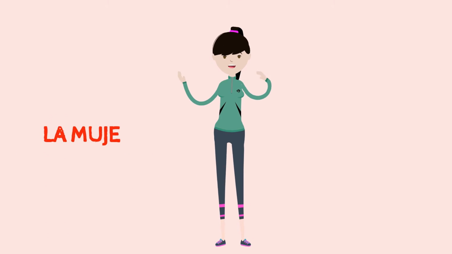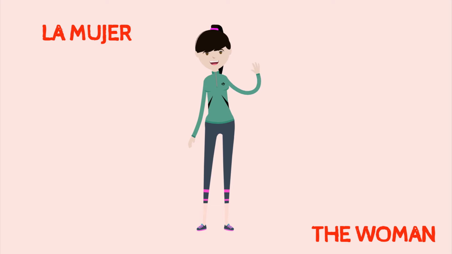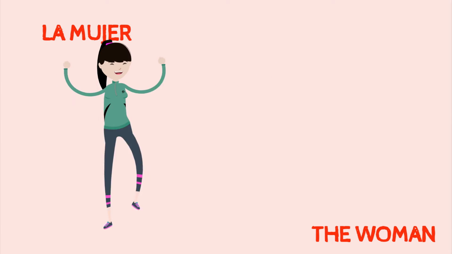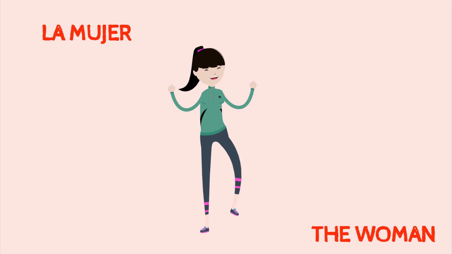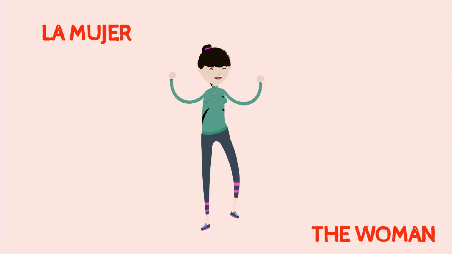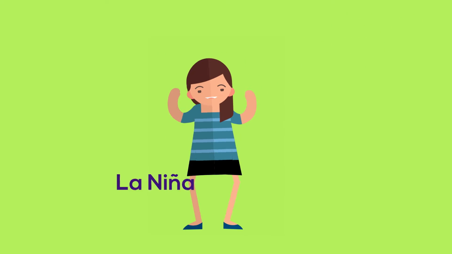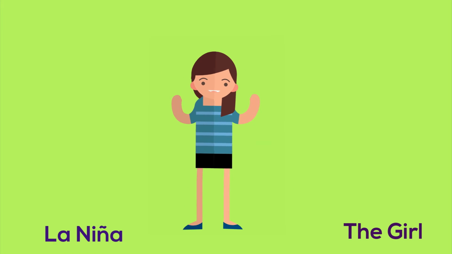Now notice the article changes. Now it's la mujer because it's a feminine noun. La mujer is also singular. We're not talking about many women. We're talking about one specific woman. La mujer. Next one. La niña. Once again, singular. The girl. La niña.